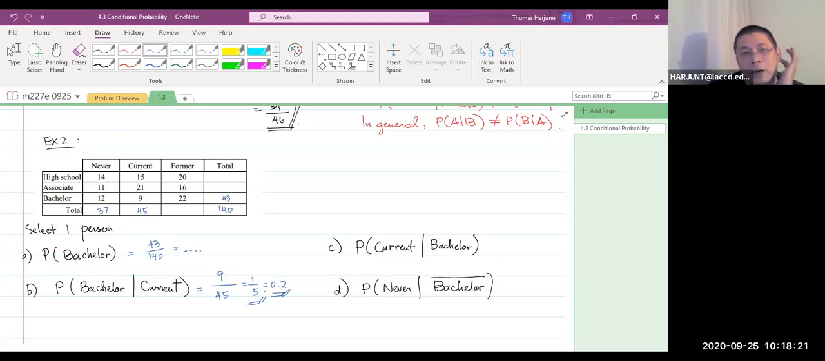Okay, part C. Probability of selecting a current smoker, knowing that person is a bachelor. So how many people with bachelor? 43. Of those 43 people, 9 of them are current smokers.